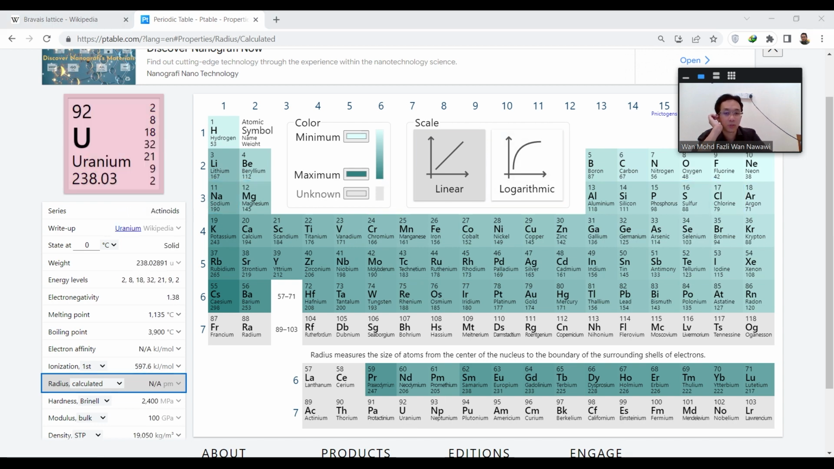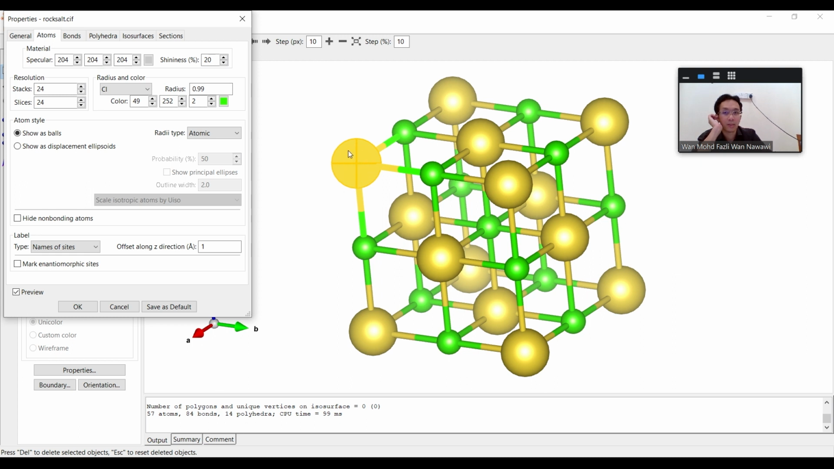So the bigger one is basically the sodium, the gold one is the sodium, and the green one is the chlorine. Okay, that's the idea.